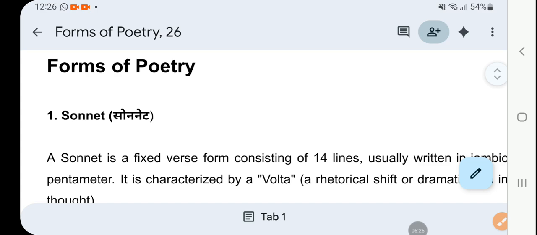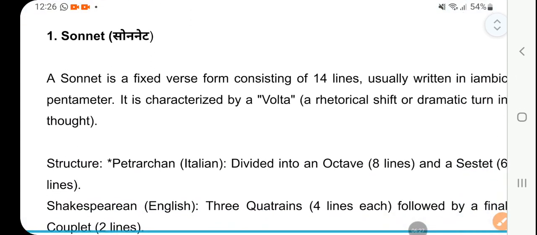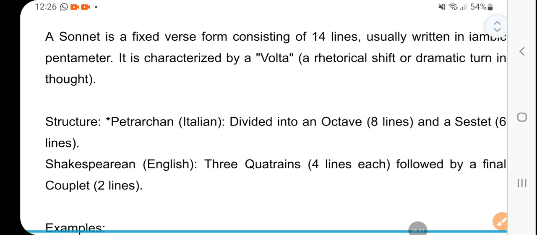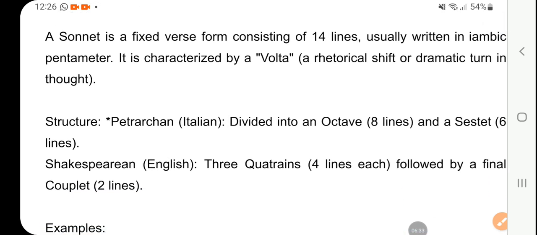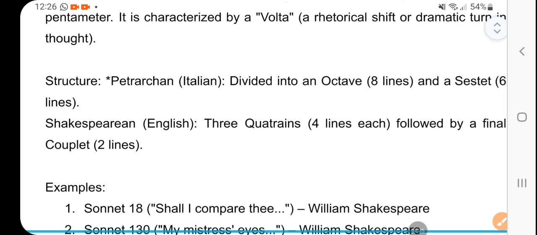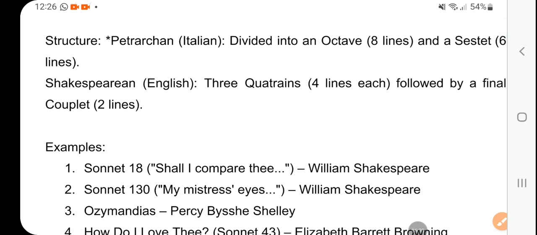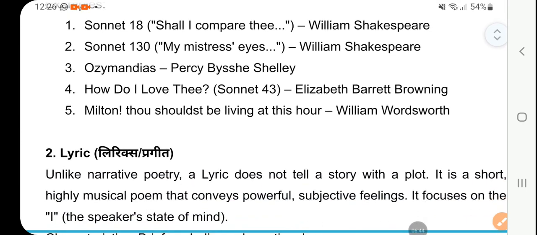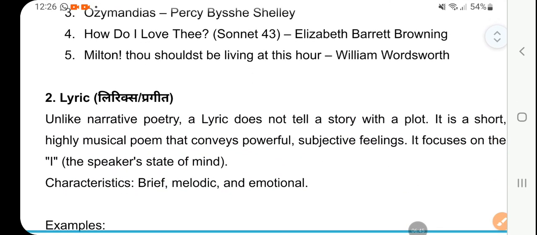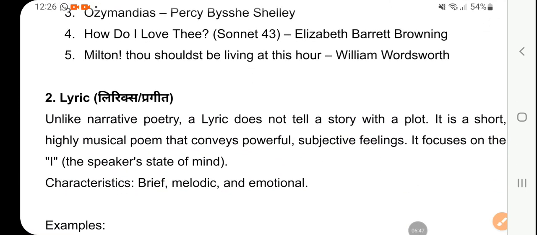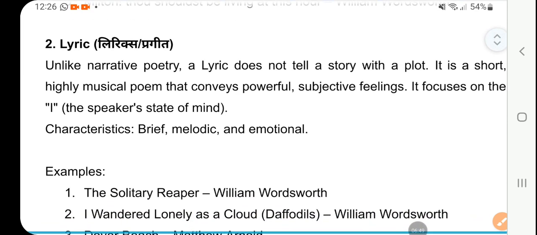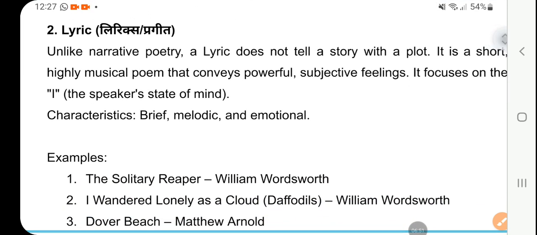Sonnet is the first form of poetry, and sonnet is a fixed verse of 14 lines, right, written in iambic pentameter, characterized by volta. And there are two structures, Petrarchan and Shakespearean sonnet. Now these are the examples, right? Ozymandias is a very famous poem by P.B. Shelley. Now moving to the next one, lyrics.